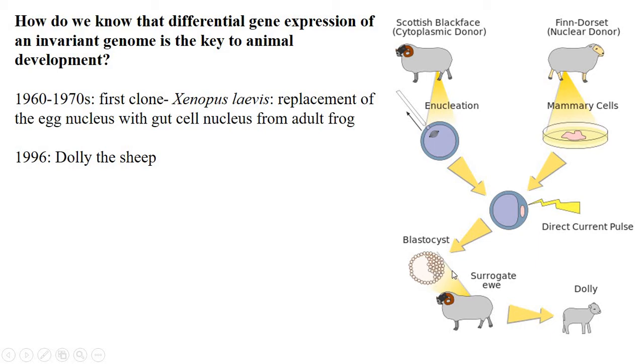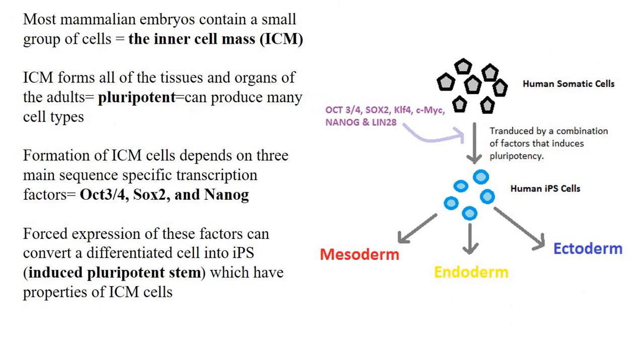After this blastocyst stage, it was implanted into a surrogate ewe, and Dolly was born. So the cell from one organism and the nucleus from another individual together gave rise to this cloned lamb, Dolly, and that was a big thing. That proved that embryonic cells have all the information and potential to make a whole organism, an individual.